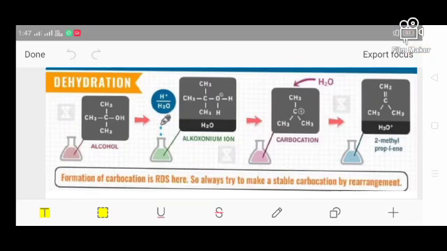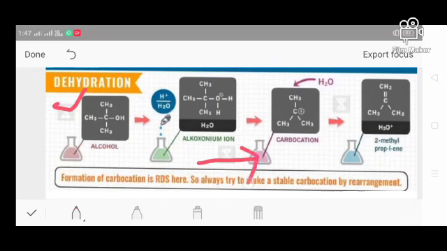So here is the chemical reactivity. What is that? You have seen here that while we dehydrate the alcohol, it becomes the alkyloxonium ion, and after the rearrangement, it becomes the carbocation. Very important thing. The carbocation is a compound having the positive charge on the carbon.